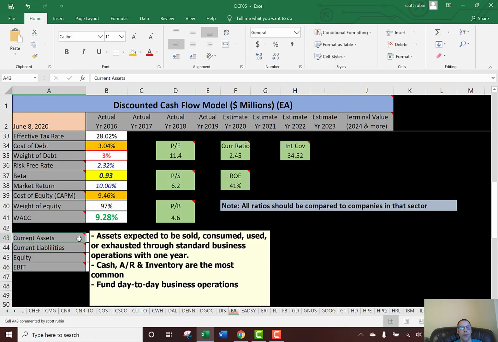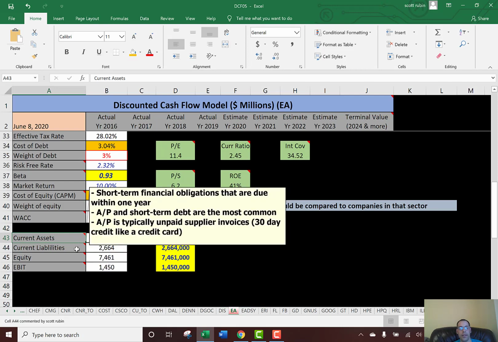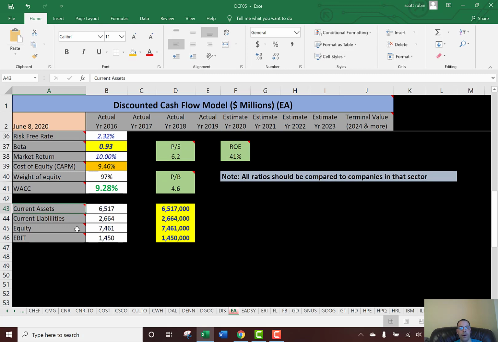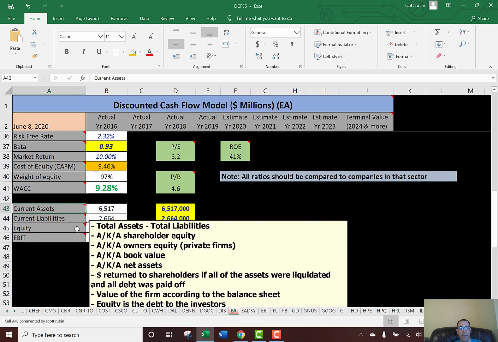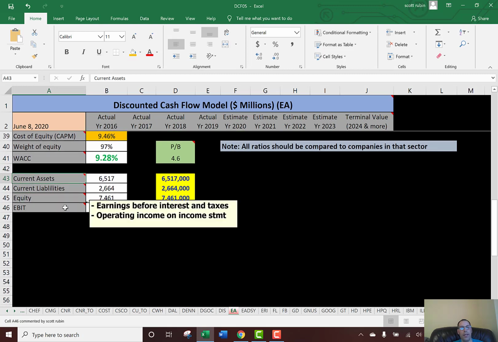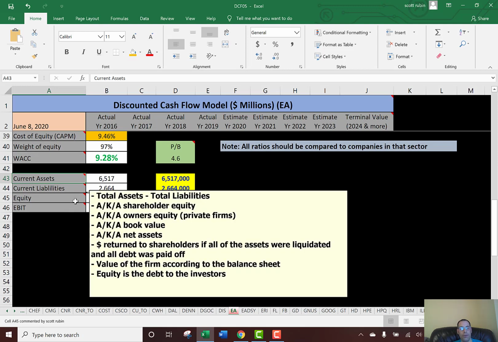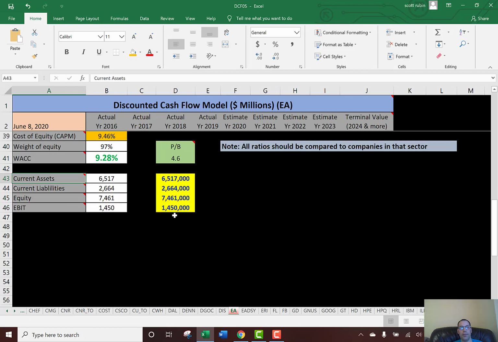So current assets is cash, accounts receivable, and inventory, and that's assets that can be easily converted to cash. Current liabilities is short-term debt or accounts payable. And equity is the value of your firm according to the balance sheet. It's total assets minus total liabilities. Earnings before interest and taxes is just your operating income, which is your revenue minus your cost of goods sold. And it's good. It seems like they have pretty healthy numbers.